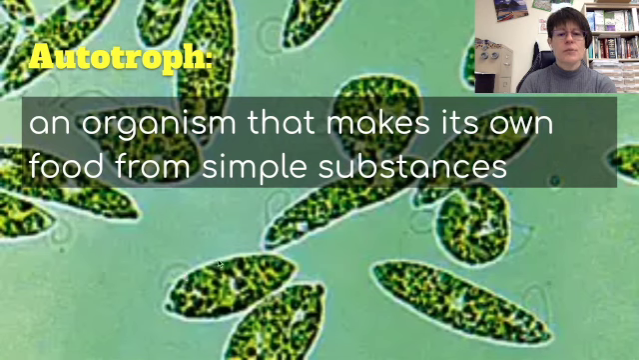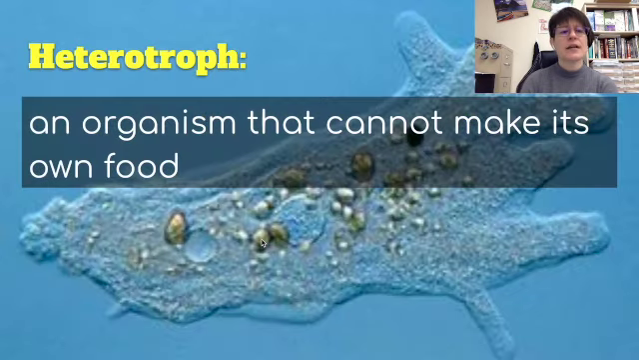Also, some terminology we need to know that will help us later is autotroph. This is an organism that makes its own food from simple substances. So autotrophs are our plant-like protists. And then there are heterotrophs. This is an organism that cannot make its own food. The heterotrophs would be the animal-like protists and the fungus-like protists because they don't make their own food.